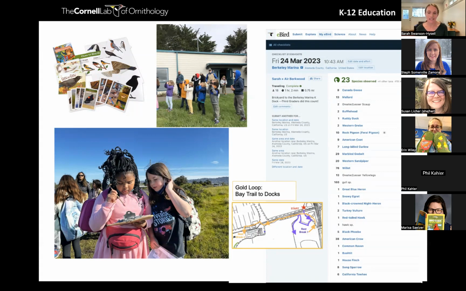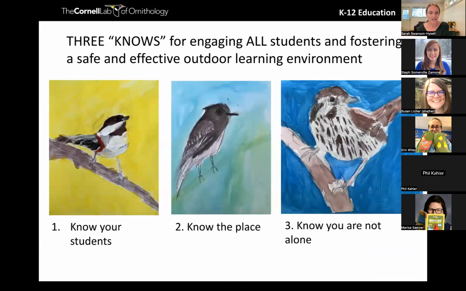And so at the end of their count, the kids were very excited to enter the data and submit it to eBird, thus becoming official participatory scientists, a term I just learned tonight. So I'm excited about that. All right, next slide. So that was the structure of our project.